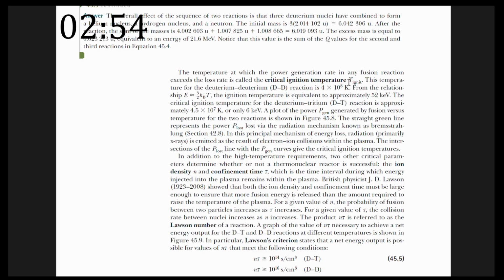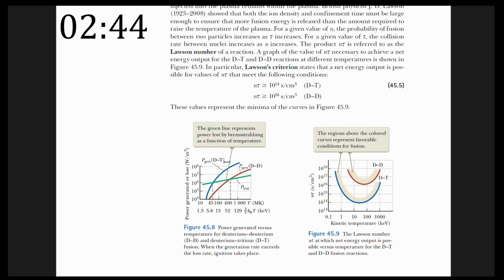Critical ignition temperature, T-ignit. The temperature for the deuterium-deuterium reaction is 4 times 10 to the 8 Kelvin. Wow, that's hot. For the relationship between, okay, I'm not going to read all that. We got some cool graphs here. Let's see, this graph has MK. This is T. I think this might be temperature on the x-axis. And we got watt per meter cubed, power generated or lost.